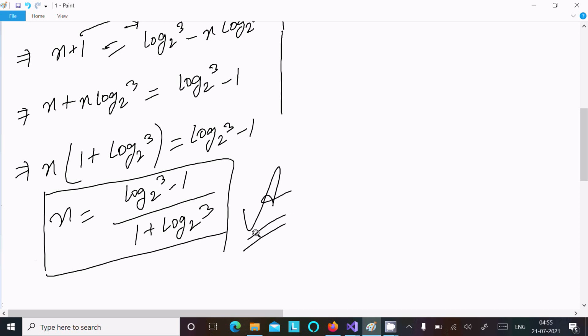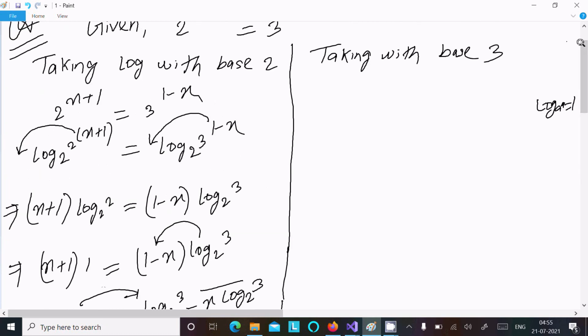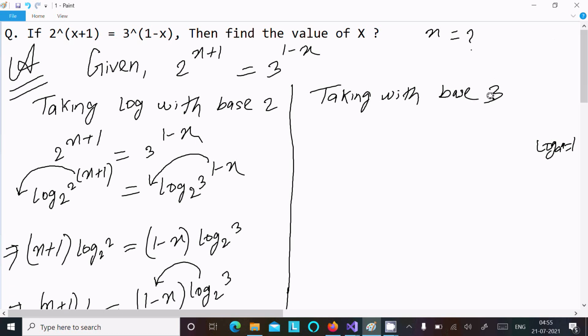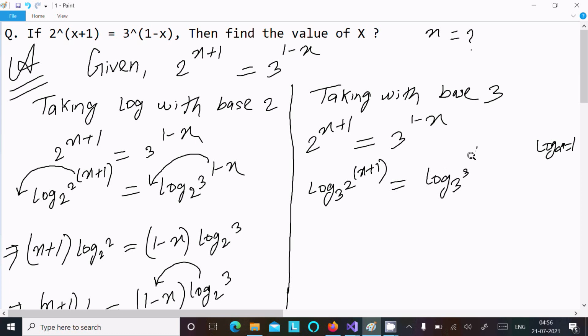So when the base is 2, you get log base 2 of 3 minus 1 over 1 plus log base 2 of 3. Now here, I am going to take the base 3. Writing the given again, 2^(x+1) and 3^(1-x). So taking log with base 3, writing log base 3 of 2^(x+1), and log base 3 of 3^(1-x).